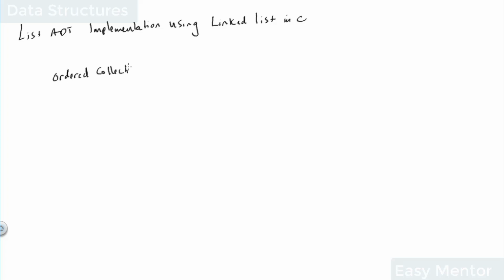In this lecture, let us try to understand how we can implement the list abstract data type using linked list in C. To give a quick recap of the list abstract data type definition, it is defined as an ordered collection of data items, and it can be represented as a collection of tuples (T, I), where T is the data item having some data type.